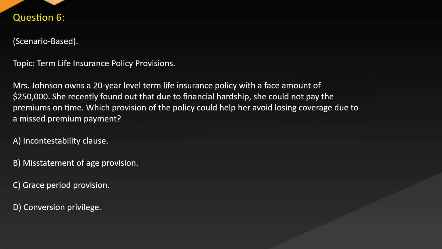Question 6. Scenario-based. Topic: term life insurance policy provisions. Mrs. Johnson owns a 20-year level term life insurance policy with a face amount of $250,000. She recently found out that due to financial hardship she could not pay the premiums on time. Which provision of the policy could help her avoid losing coverage due to a missed premium payment? A. Incontestability clause, B. Misstatement of age provision, C. Grace period provision, D. Conversion privilege?